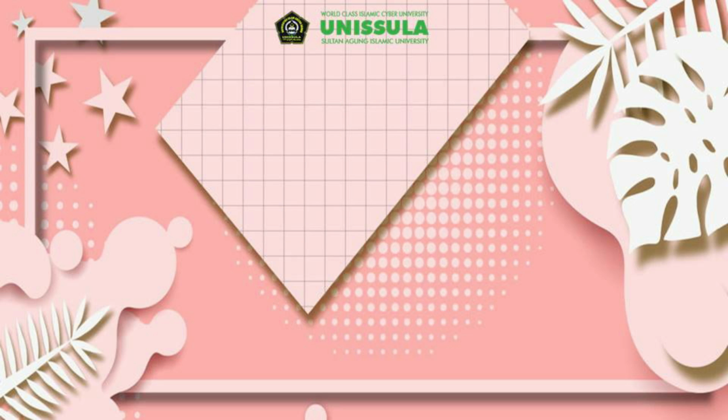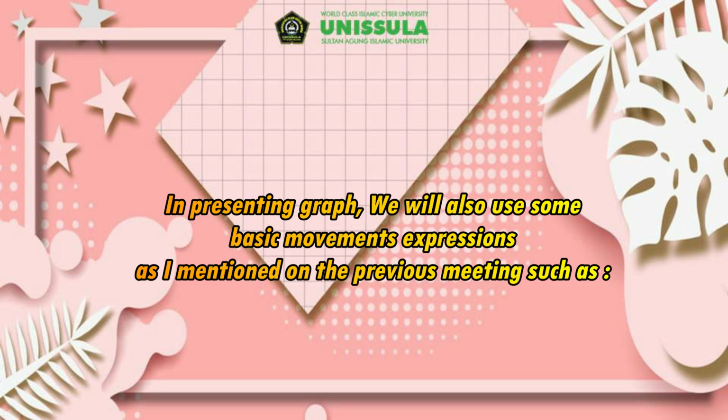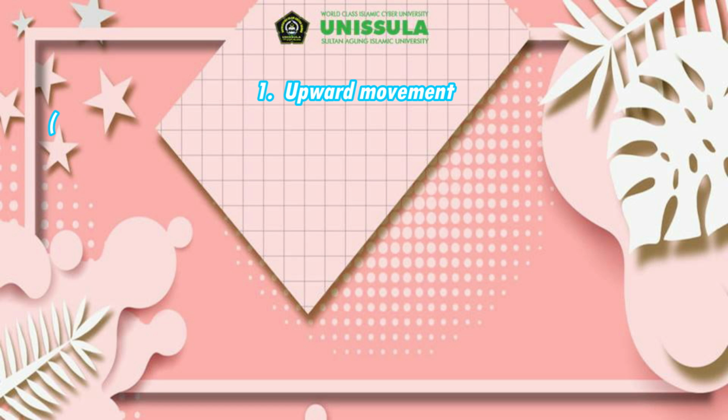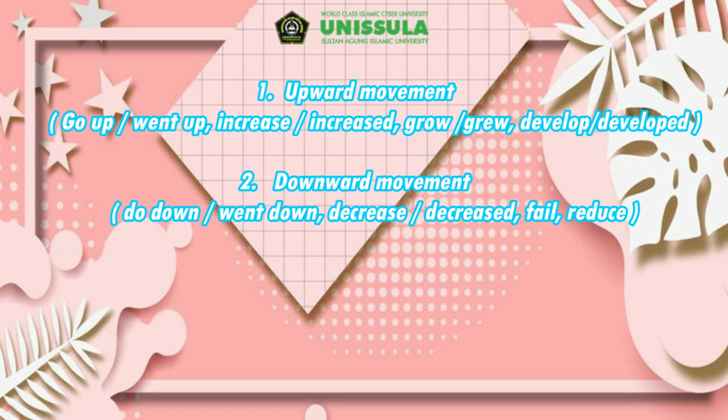And then, in presenting a graph, we will also use some basic movement expressions, as I mentioned in the previous meeting, such as 1. Upward movement, 2. Downward movement, 3. No movement. There are 3 kinds of movement. For example, the upward movement, like go up, went up, increase, grow or grew, develop. Okay, this is the upward movement.